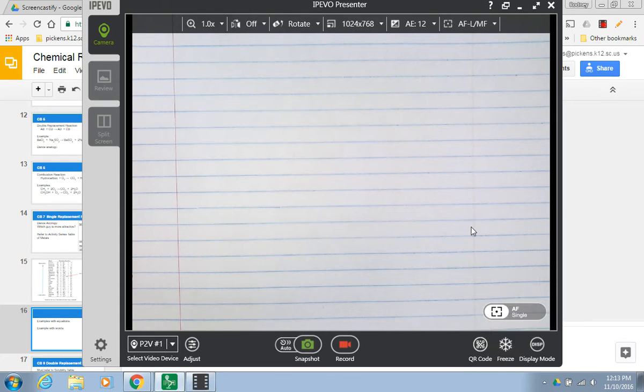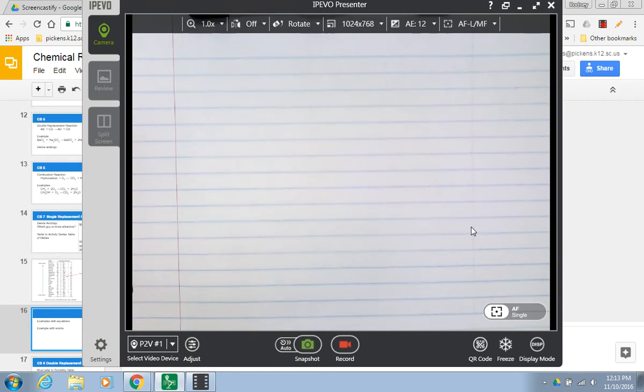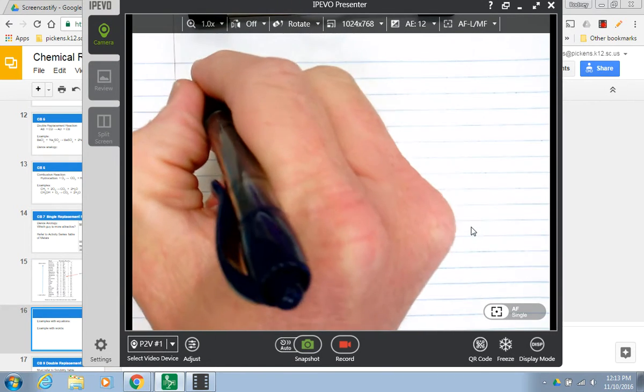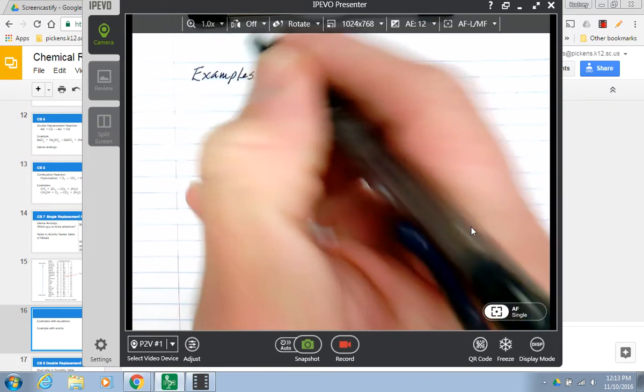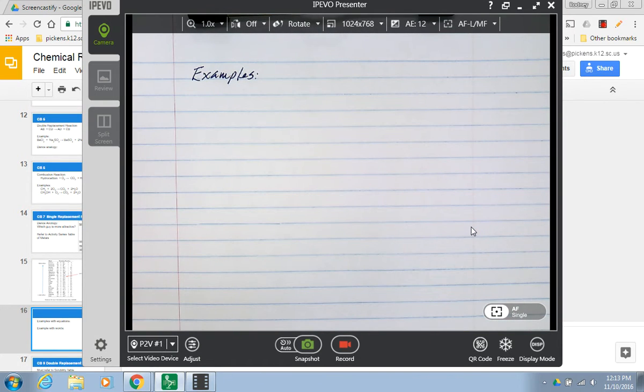You'll want to have your activity series chart out that I gave you in class, or you'll want to print off a copy from that previous slide and cut it out and put it into your notebook. So we're going to take a look at several examples of single replacement reactions, and we're going to try to learn how we can predict these products.